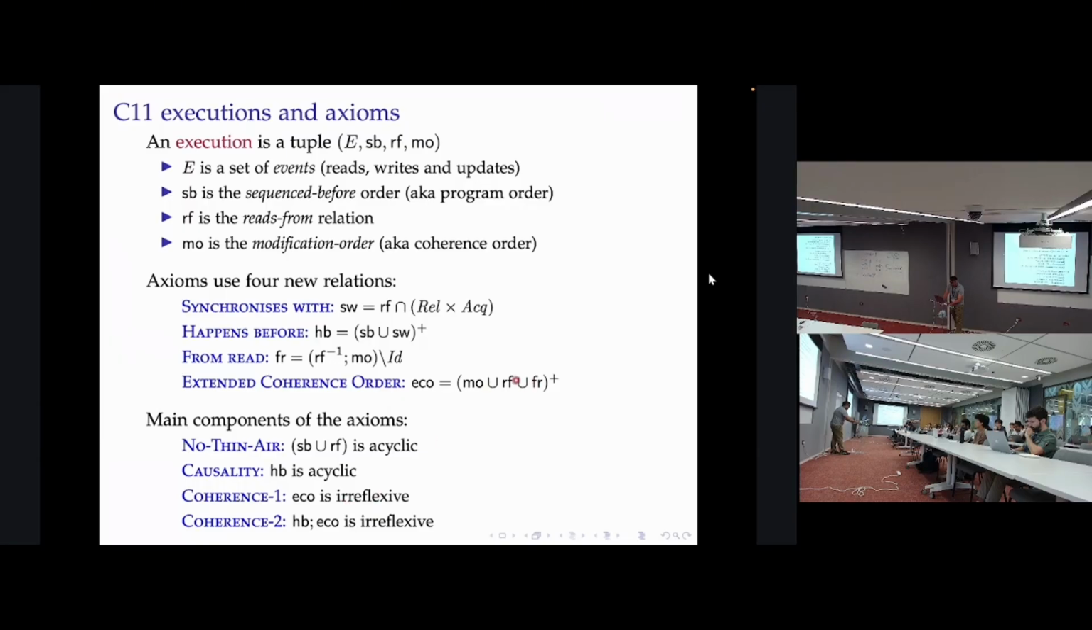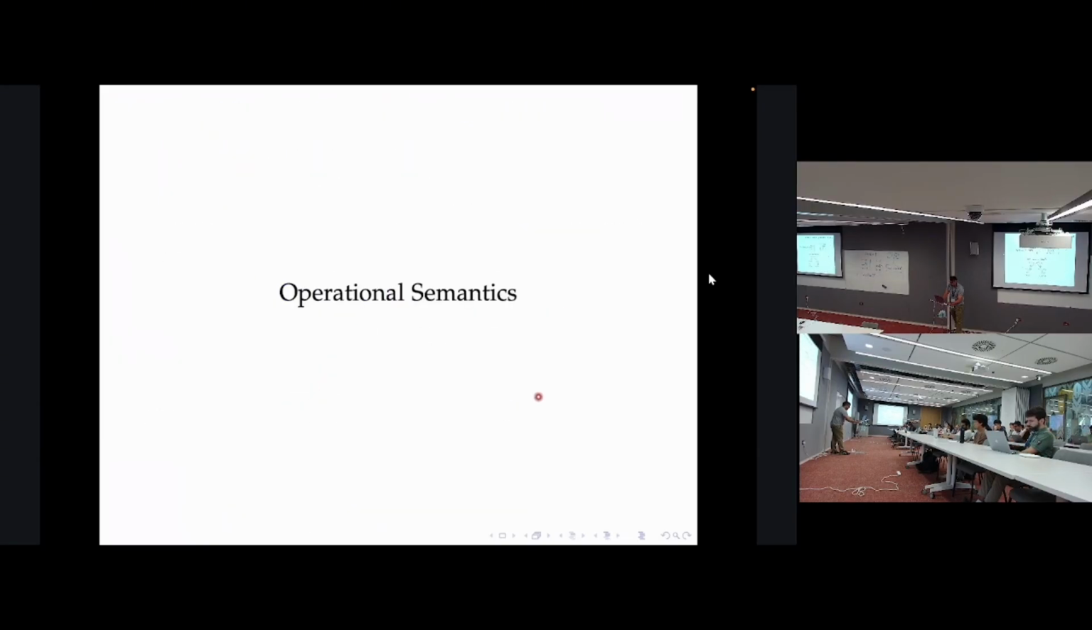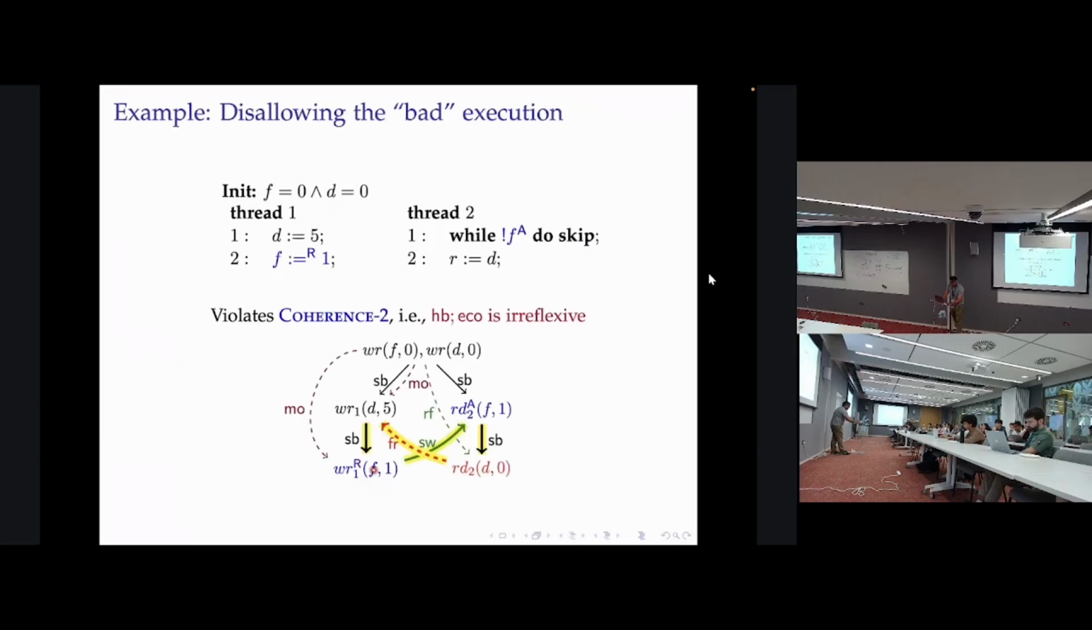And then ECO allows this FR edge as well. So going forward, that's HB, that's HB, that's HB, and then that's ECO, that's part of ECO. And now I have a cycle, and that's bad. So what does that mean? It means that this execution is actually not possible once I add my release acquire annotations. Does that make sense? Hopefully you guys are following.